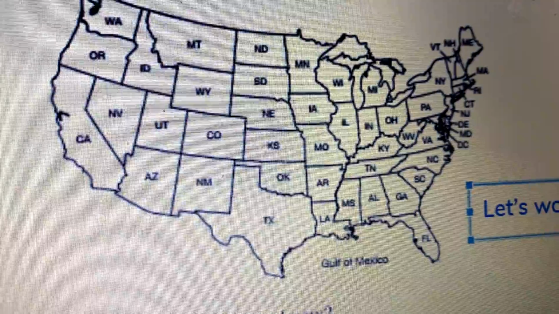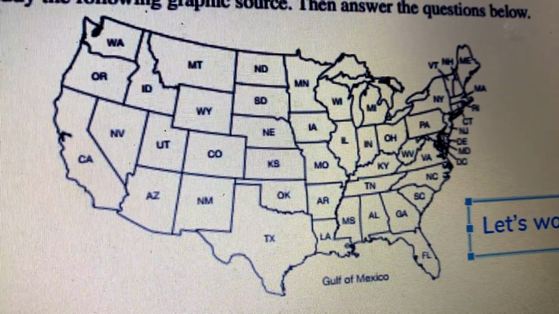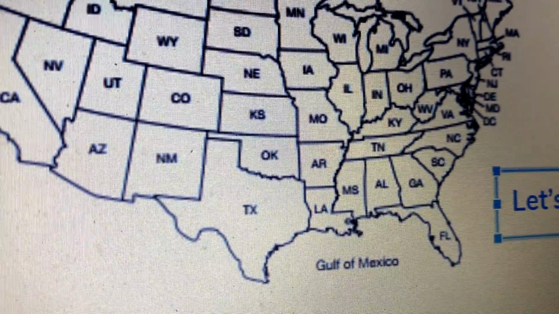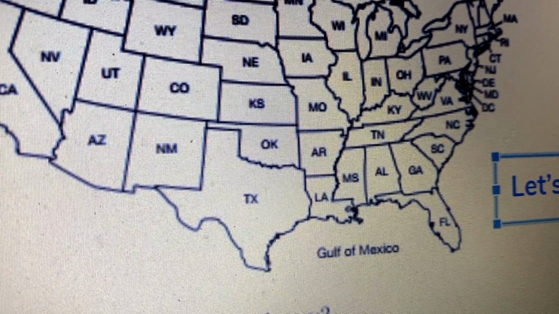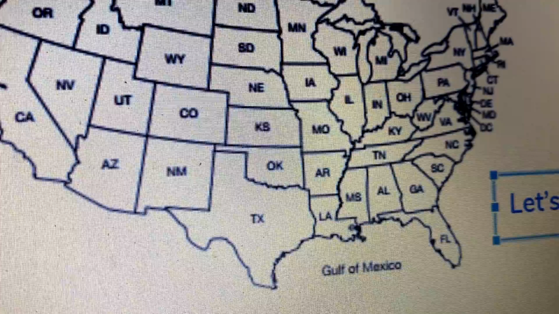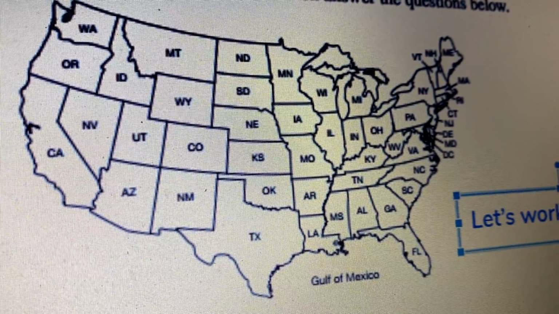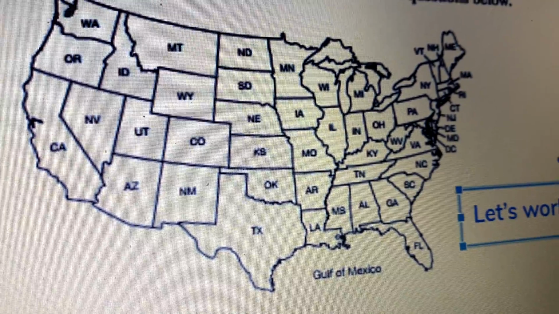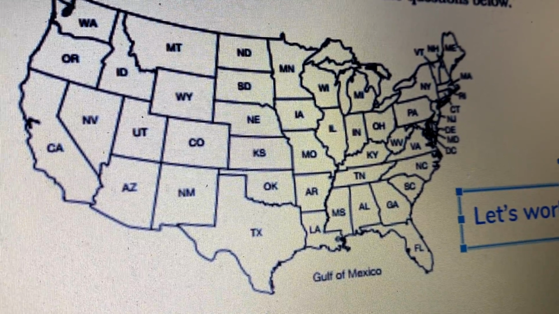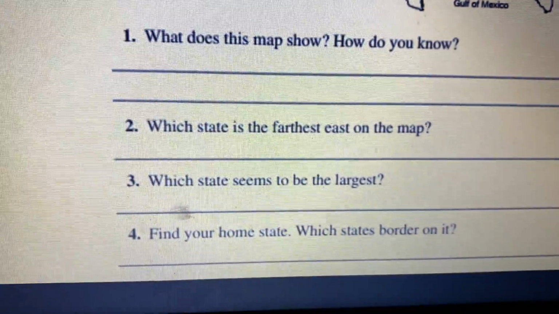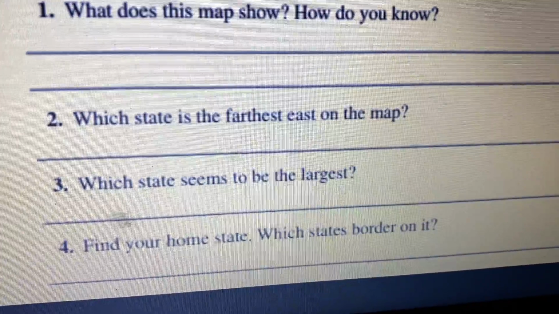Do you see it? Say yes. That's right. The state that seems to be the largest is TX, which stands for the state of Texas. By looking at our graphic source, it appears that Texas is the largest state of these 48 states that we're looking at. Very good.